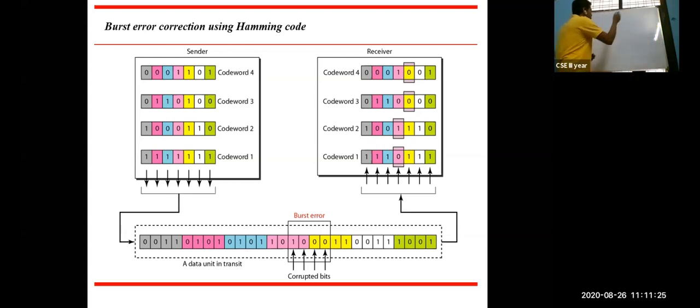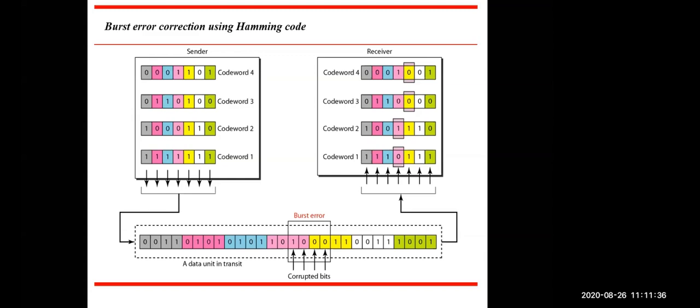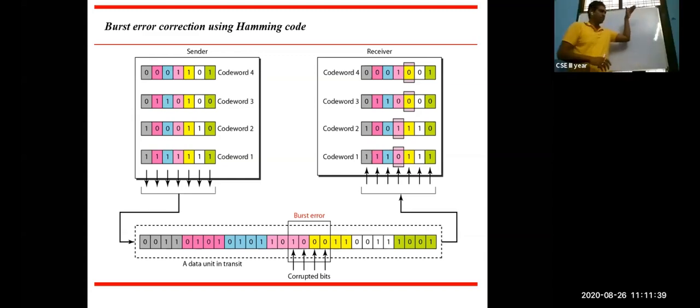I have more codewords: 1011011, 0110101, 1010110. Once I have this data plus Hamming bits, generally how do we send it? This is sent, then this, then this, one after the other. But that is of no use, because they can only detect single bit errors.